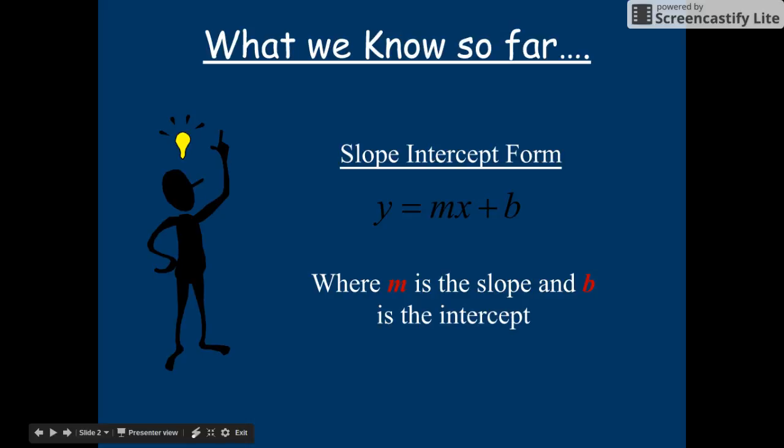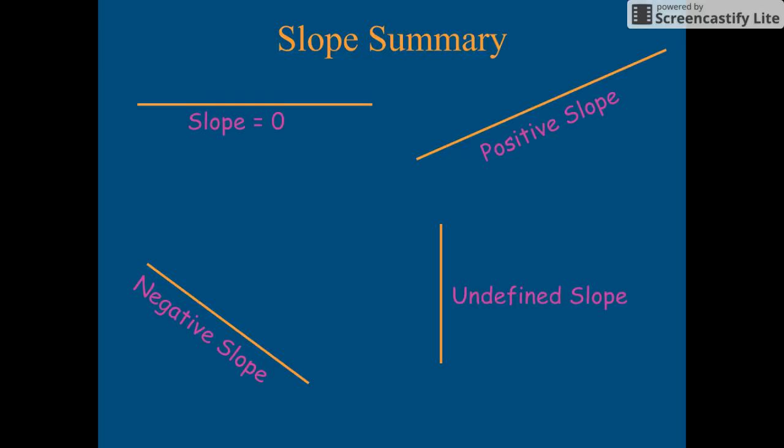We know about slope-intercept form. We know that that's y equals mx plus b, and we know that m stands for slope and b stands for the y-intercept. You also know the 4 types of slope. If a line is horizontal, it has a slope of 0. If the line is going uphill, the slope is positive. If it's going downhill, it's negative. And if it's a vertical line, it's undefined.